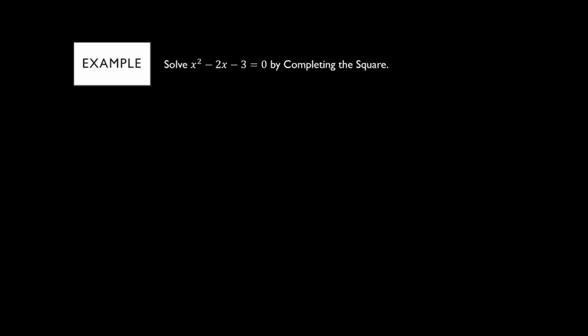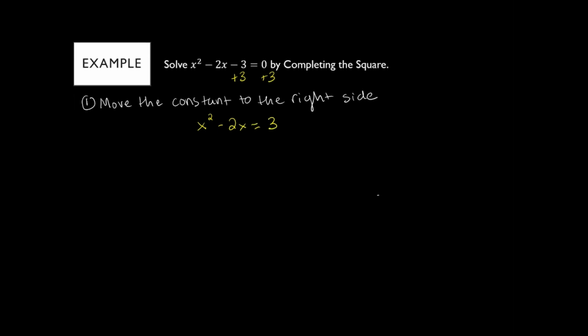So your first step would be, if there's a number in front of the x squared, you remove it. But we don't have anything like that. So we want to move the constant to the right side. That is going to be our first step. We are going to be adding 3 to both sides. And this gives us x squared minus 2x equals 3.